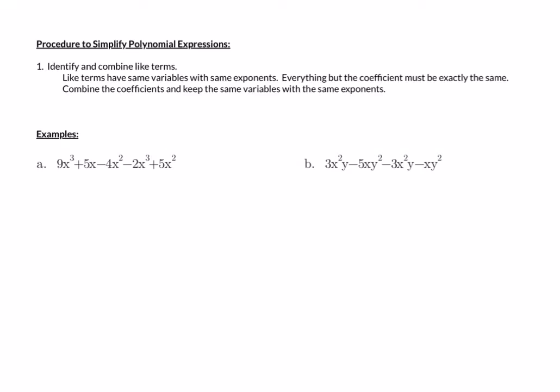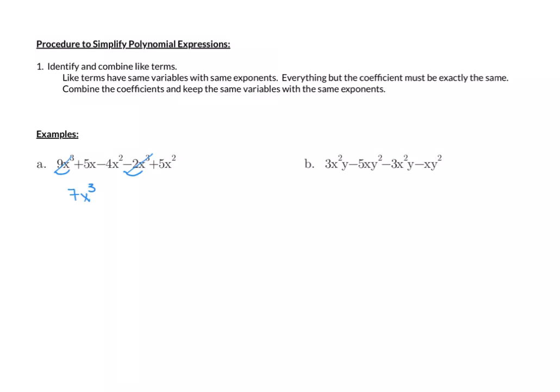So we have example A. The first thing is what can we combine? I can combine 9x cubed minus 2x cubed, and we get 7x cubed. We're going to add our numbers or subtract our numbers. We keep the same variable, we keep the same exponent. All right, that takes care of my x cubes.